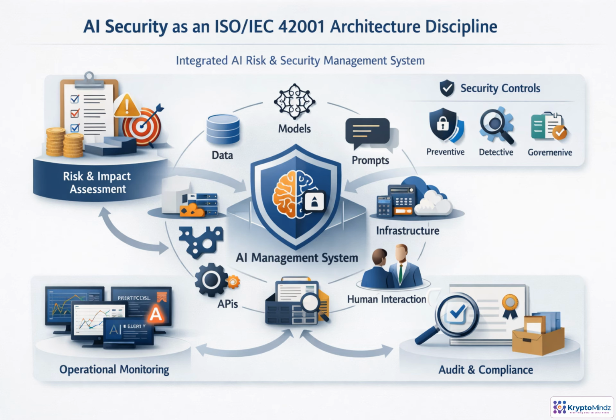In ISO IEC 42001, AI security begins with risk and impact. What could go wrong, who could be affected, and which obligations apply. Those risks then shape architecture decisions across data, models, prompts, APIs, infrastructure, pipelines, and human touchpoints. Controls need to be preventive, detective, corrective, and governed, not just technical. Monitoring and audit evidence close the loop, showing that controls work, exceptions are managed, and lessons feed continuous improvement.